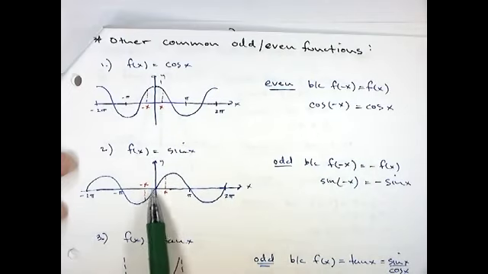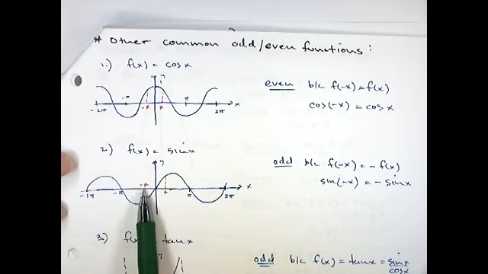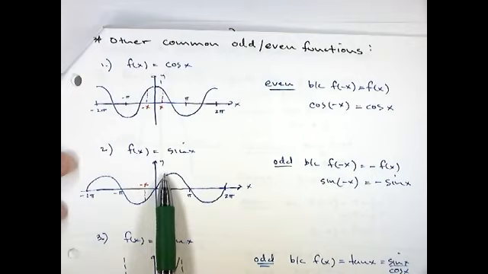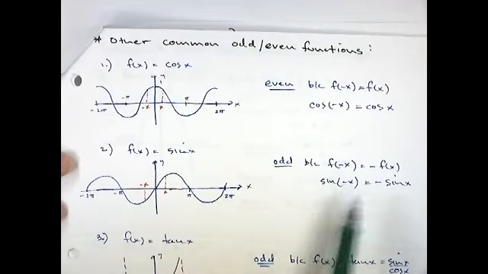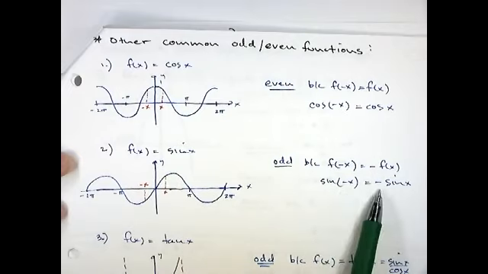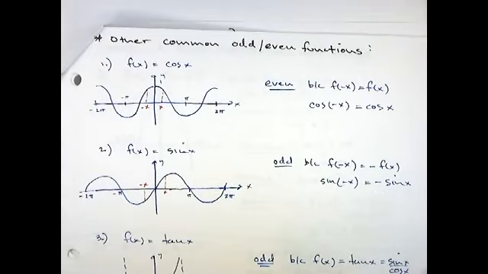Sine is an odd function, right? If I extended sine in the negative direction, I can see that the value of the sine of a negative angle would be the opposite of the sine of the positive angle. Okay, so sine of negative x is equal to the negative sine of positive x.